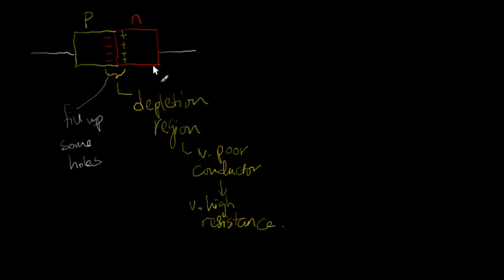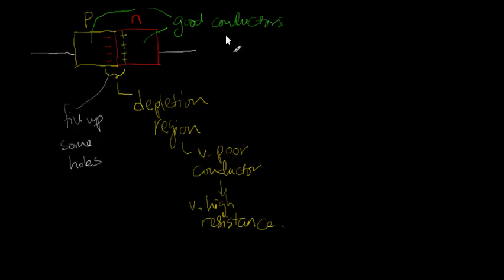Whereas the rest of the N-type material and the rest of the P-type material still have the carriers, meaning the rest of the N-type still has the electrons, and the rest of the P-type material still has the holes. So these two parts here are still good conductors. Okay, so good conductors, poor conductor.